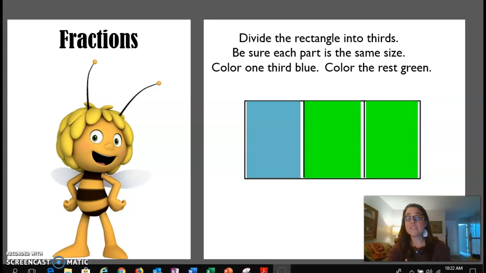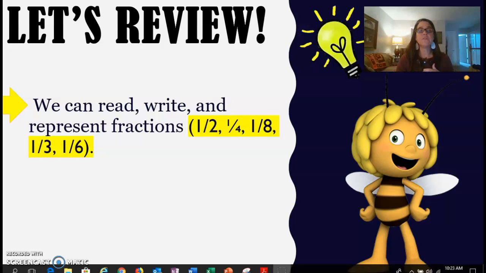So we have followed directions to represent a rectangle that is split into thirds, 3 equal parts, and we now have colored 1/3 blue, and the rest are green. Okay, so let's just review. We can now read, write, and represent fractions. We focused mainly on 1/2, 1/4, 1/3, 1/6, and you will have an opportunity to practice with 1/8.